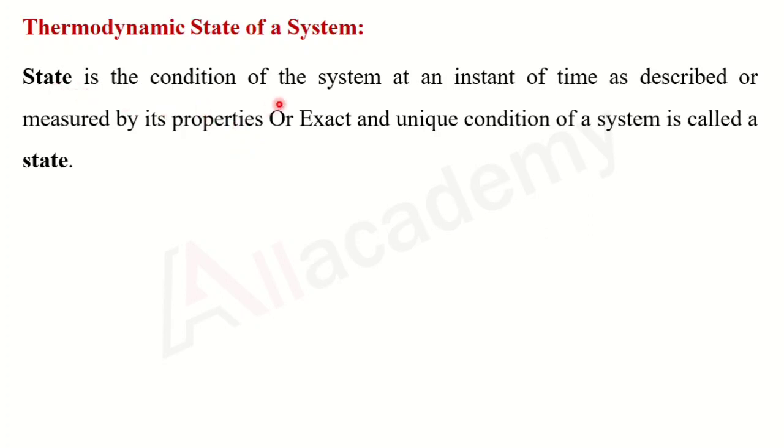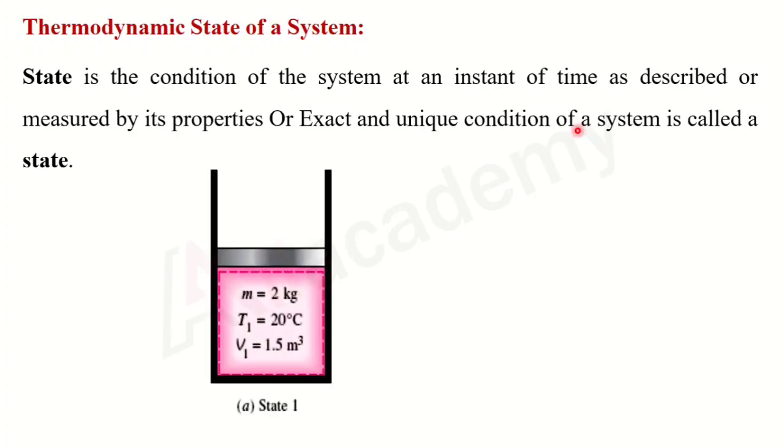So the state is a condition which is defined at an instant of time as described or measured by some of its properties. In other words, I can say that the state is an exact and unique condition of a system, because when some properties of a thermodynamic system change, the state is completely different. This can be explained by using an example.